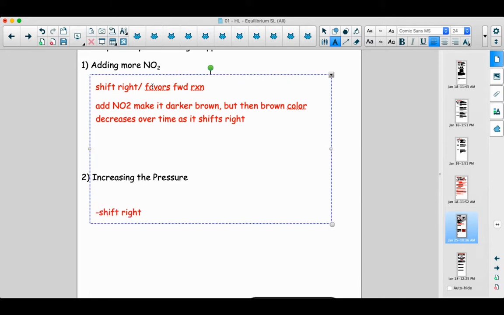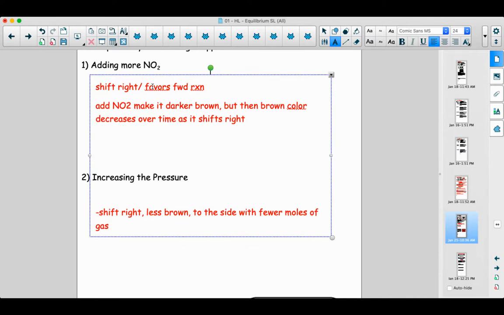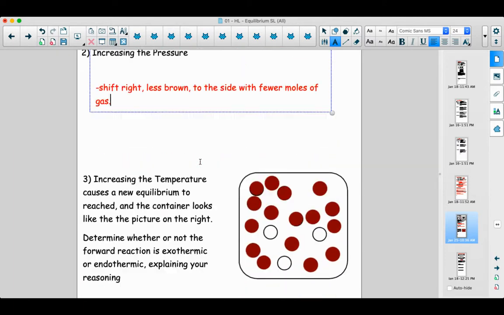And so if I shift to the right, again, it should become less brown because I'm making more of the colorless thing and I'm using up more of the brown thing. So it shifts right, becomes less brown. It's shifting to the side with fewer moles of gas. That's what an increase in pressure always does. And since the thing on the right-hand side is colorless, the color should become less brown.